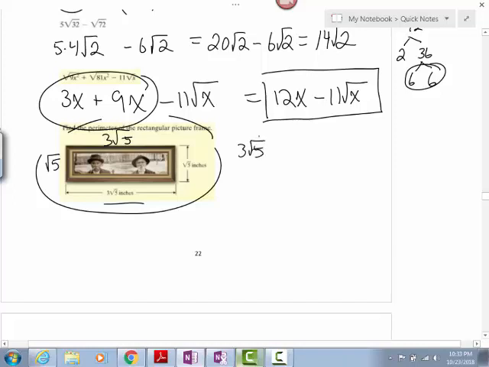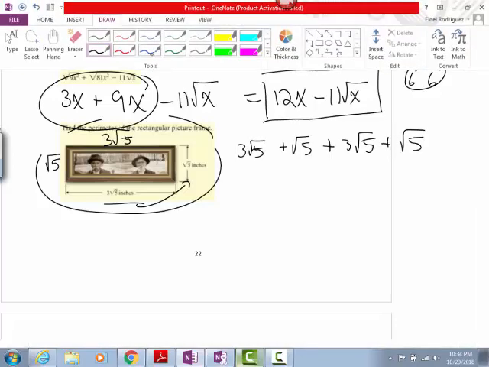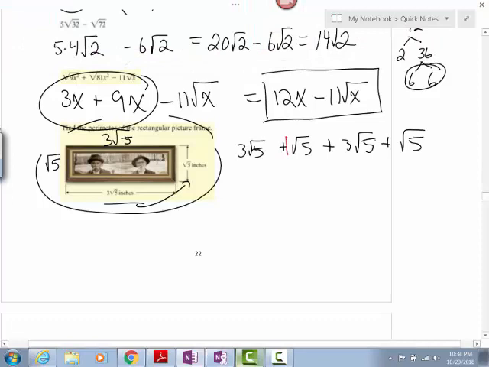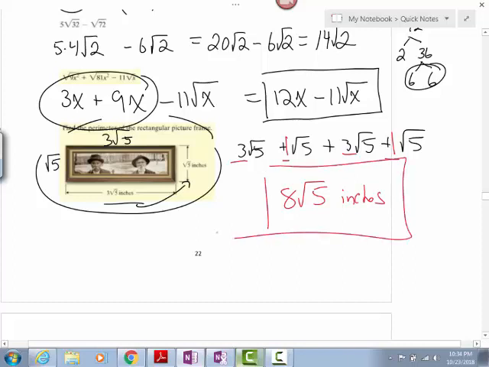So I'm going to start 3 square roots of 5, start here, plus another square root of 5, plus another 3 square roots of 5, plus one more square root of 5. Again, if it helps me, I can think of these numbers here as being ones. So 3 plus 1 is 4, and another 4 is 8 square root of 5, and our unit will be inches. Okay? And that right there, my friends, is 15.3.